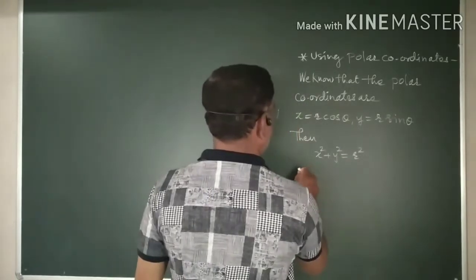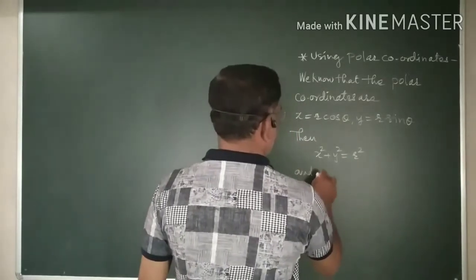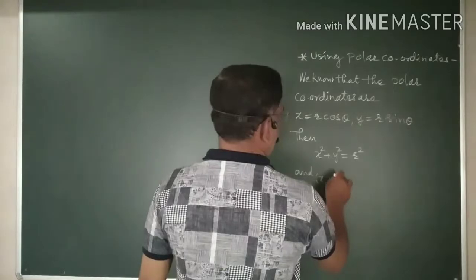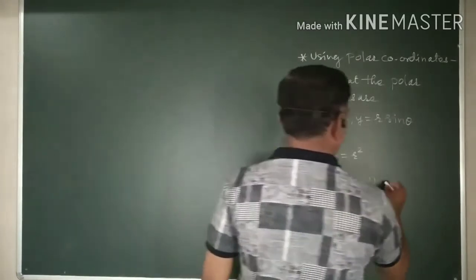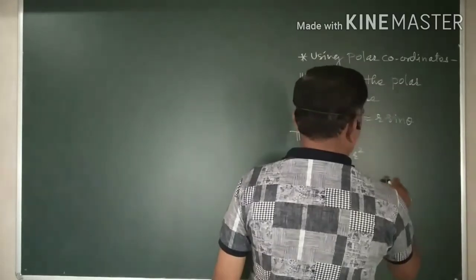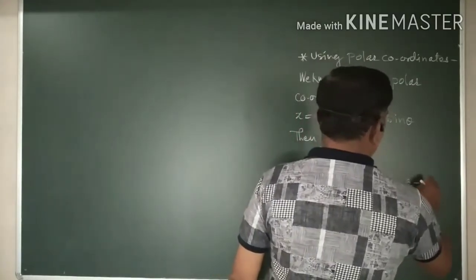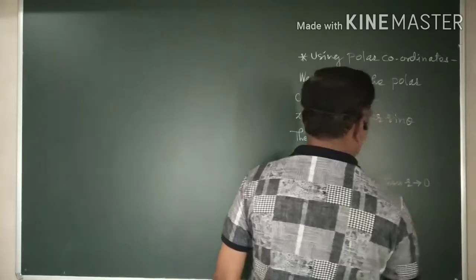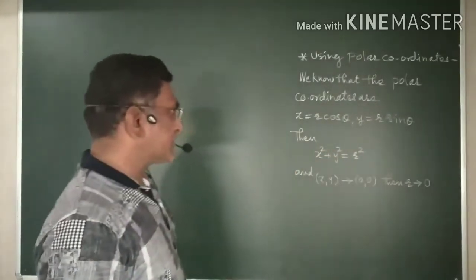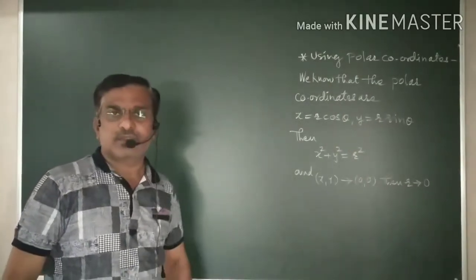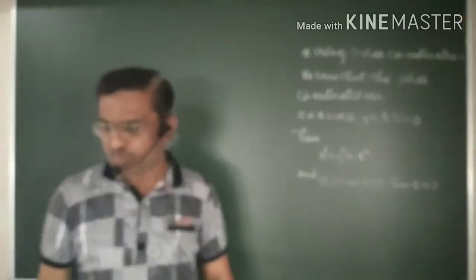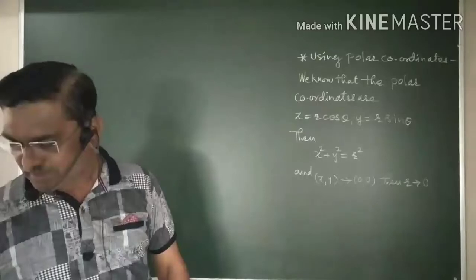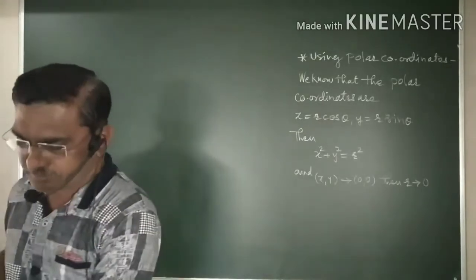And as (x, y) tends to (0, 0), then r will tend to 0. This thing we are going to use to solve the problems on limit of function of two variables. Okay, let us have the first example.